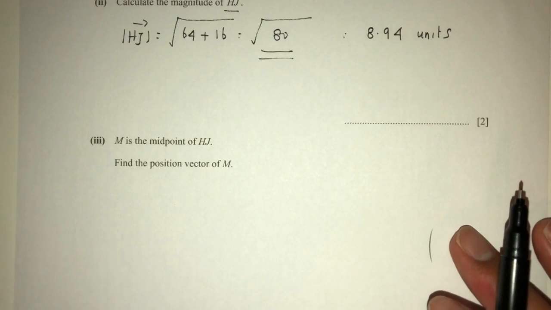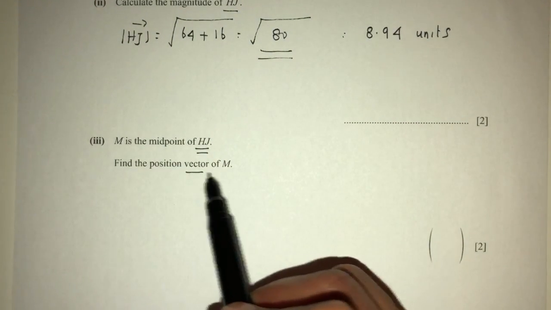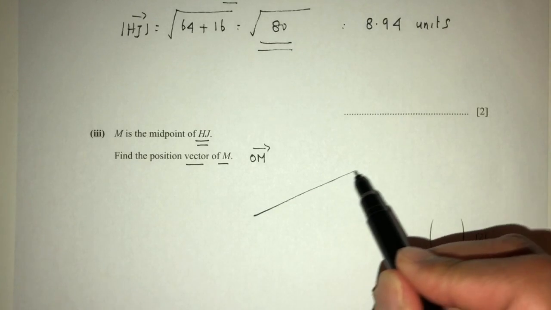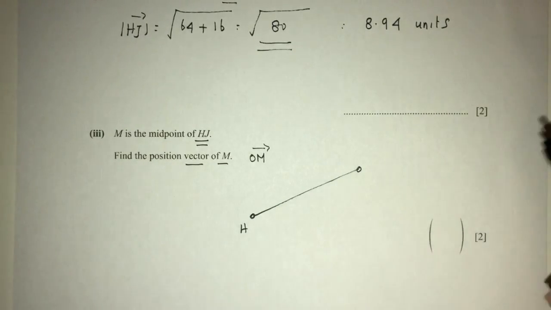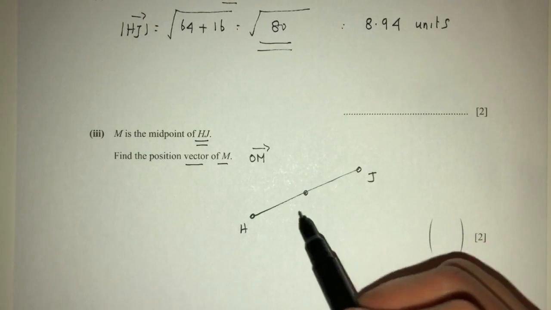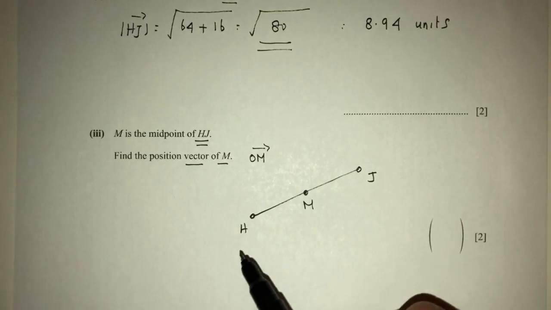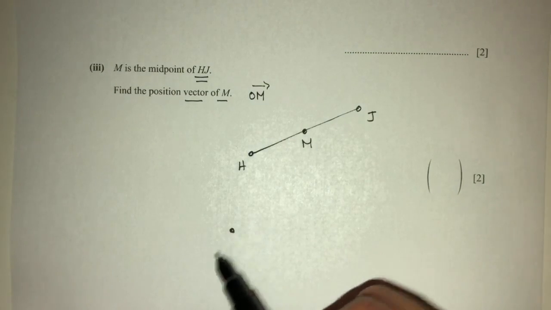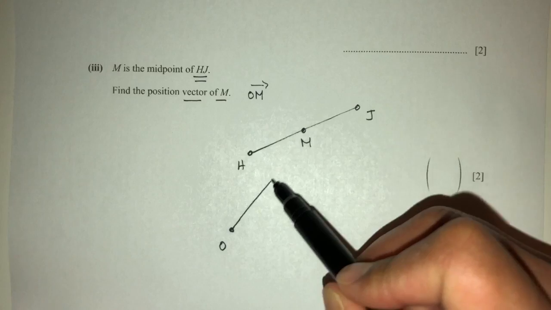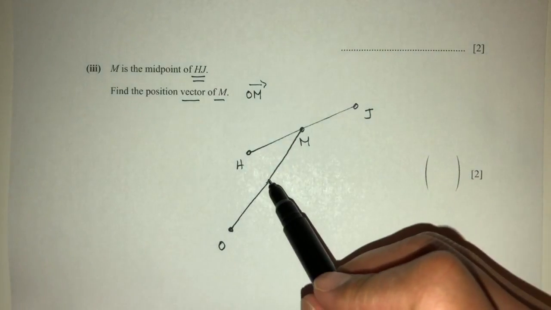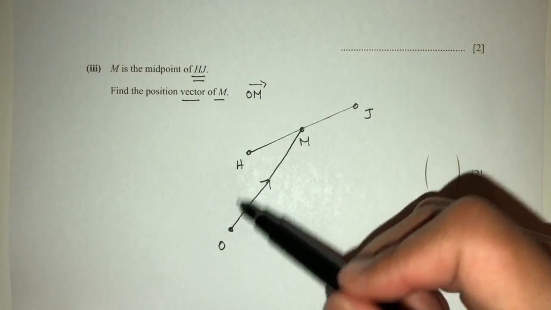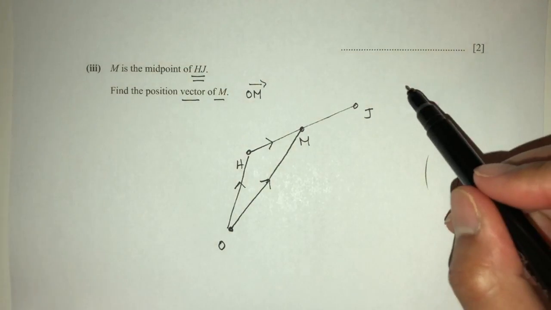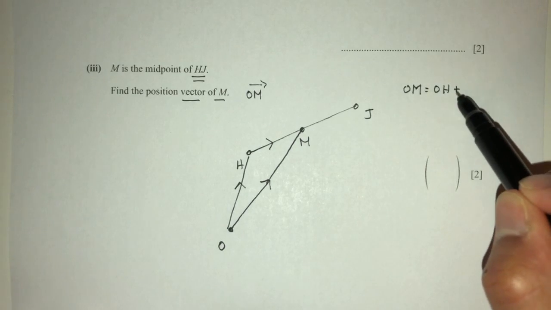Now for part 3, M is a midpoint of HJ. Find the position vector of M. So find OM. So the idea here is that we have H and J here, and here we have M. So pretty easy. How do you find OM? OM is the position vector. So let's say O is here. You want to find OM. OM will be this direction. So to find OM, we first have to go OH, and then from H going to M. So OM will be OH plus HM.